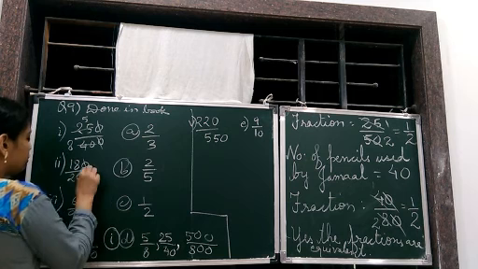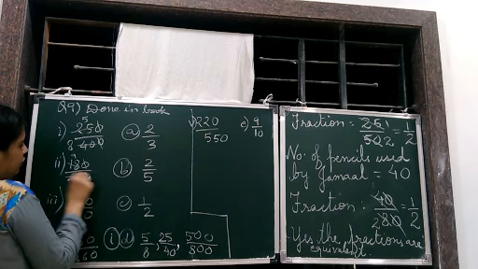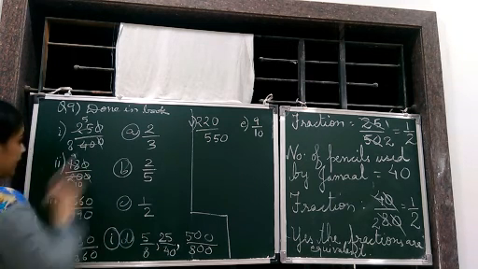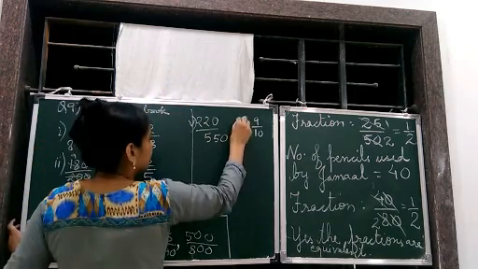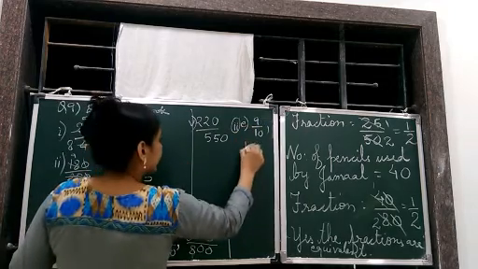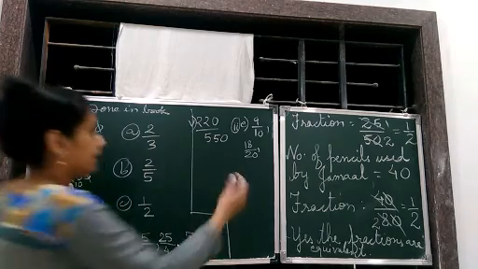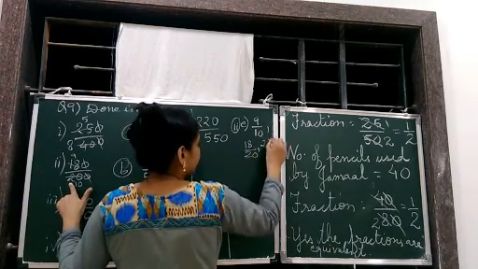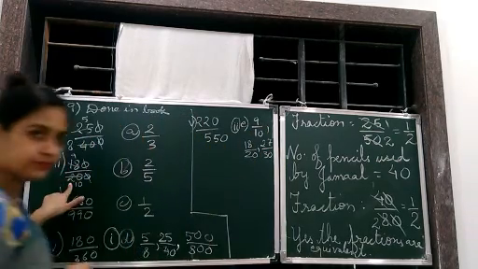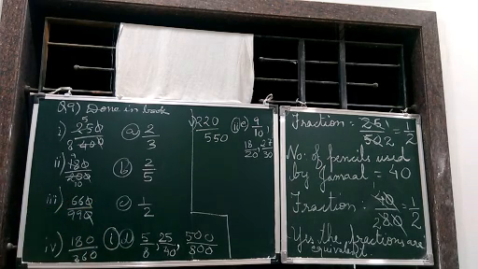Then we cut down here also. Both are divisible by 2. 2 9s are 18. 2 10s are 20. So 9 by 10, where it is written there. So this is second. And equivalent fraction 18 by 20 you can say. And multiply by 3. So 9 3s are 27 and 10 3s are 30. Okay, 2 more. The zeros got cancelled.